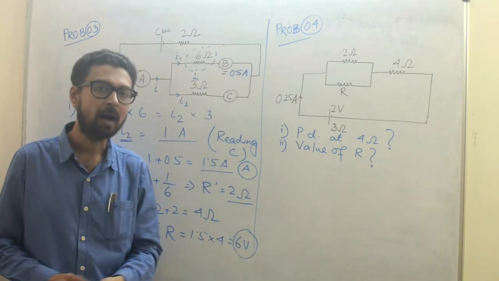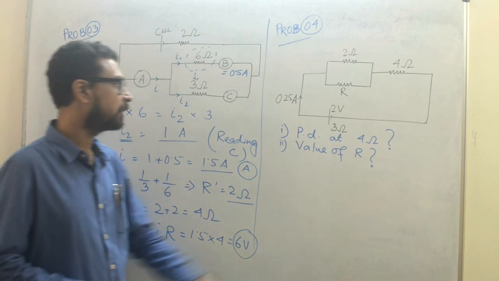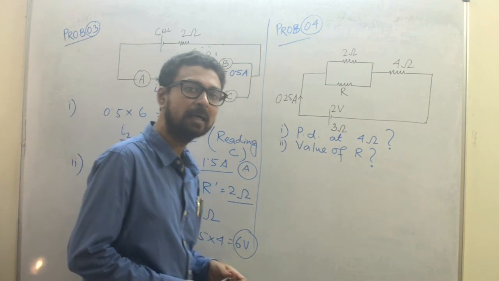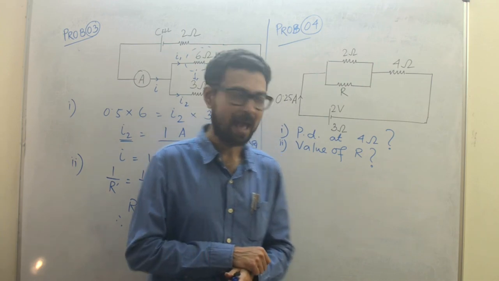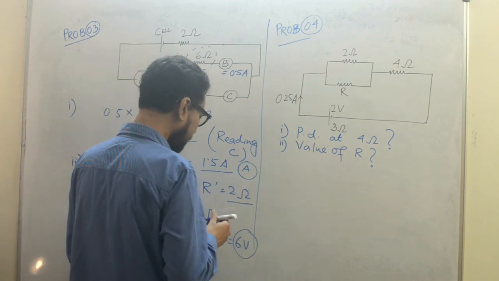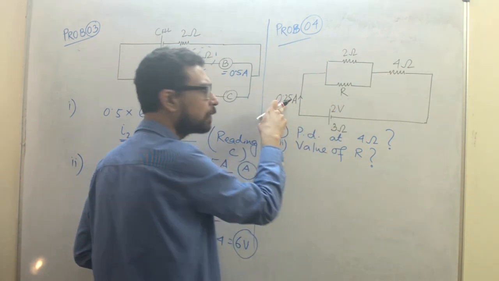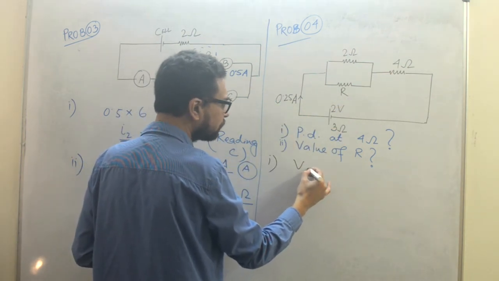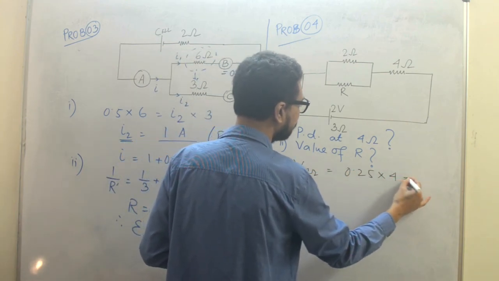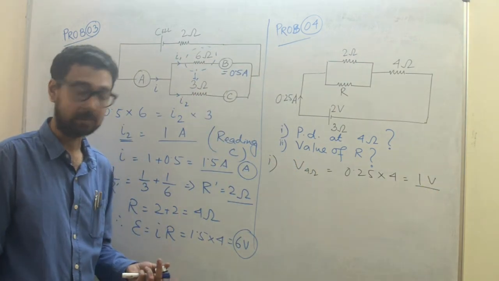We have 2 ohm and R in parallel. With that, we have a 4 ohm in series, and we have a cell having an EMF 2 volt and internal resistance 3 ohm. And the main drawn current is 0.25 ampere. What do we have to calculate? We have to calculate the PD at 4 ohm, which is pretty easy. What is the current at 4 ohm? It is 0.25 ampere. So potential at 4 ohm resistance will be 0.25 into 4, that is 1 volt. There is nothing else to think about it.